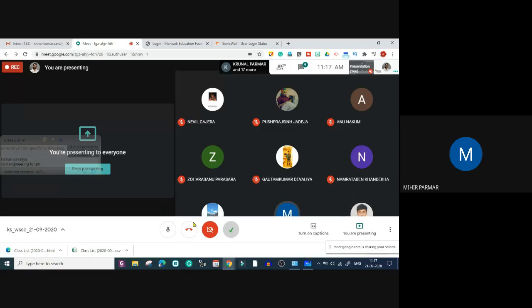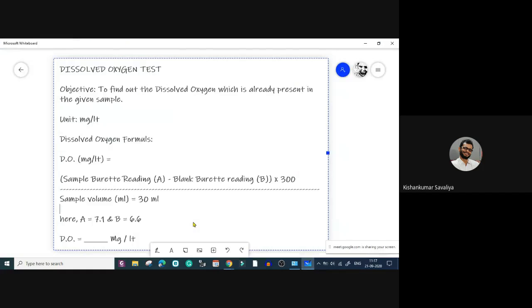No. So you're not required to go for the conversion of it. It is already there. You need to simply put the values of A and B and write down the calculation. That means 7.1 minus 6.6 into 300 divided by 30. So that is the DO in milligram per liter in the sample.